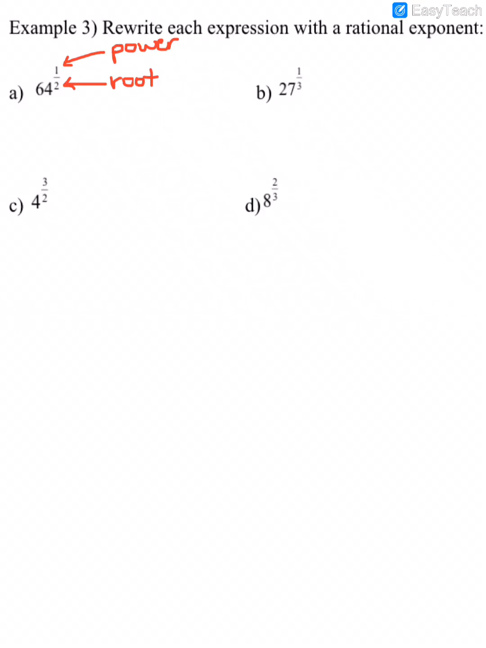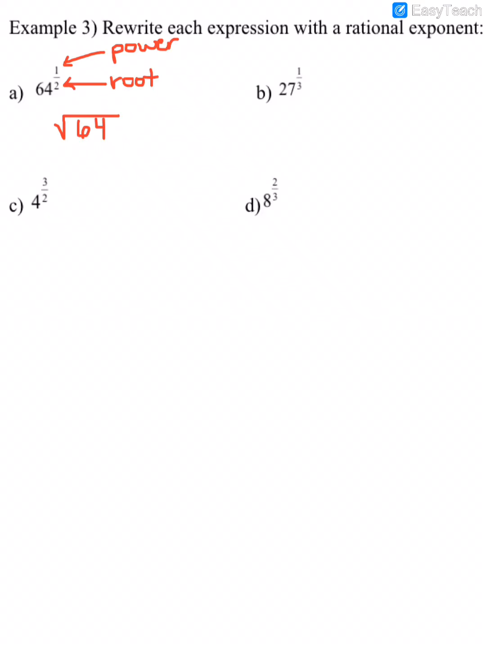So if we were going to rewrite this expression as a radical, then we would take the bottom number, and that would be my root. And the top number is my power. Oh, it's not a 3, it's just a 1. So since it's a 1, we don't put anything out there. Actually, we don't even need to put those parentheses. It would just be the square root of 64.